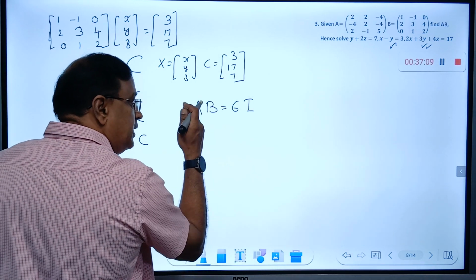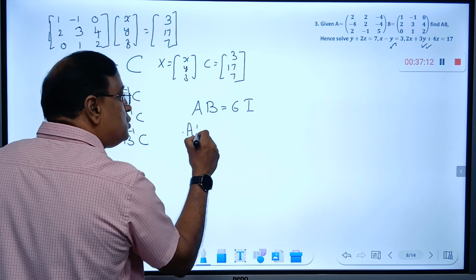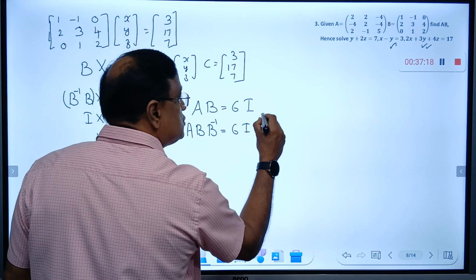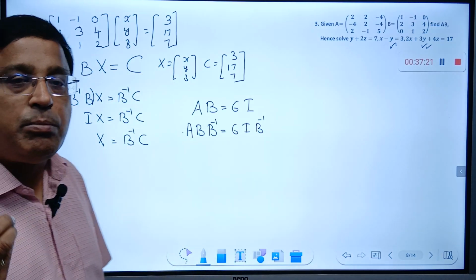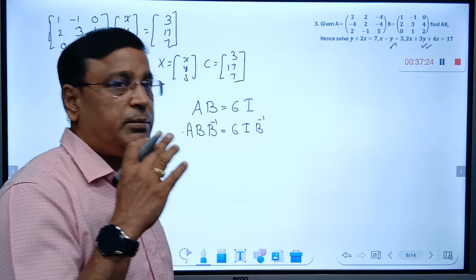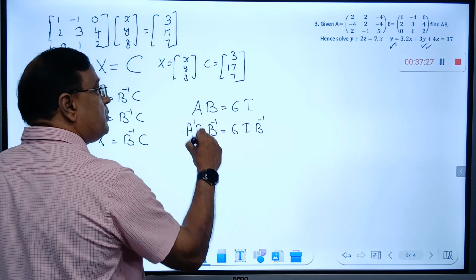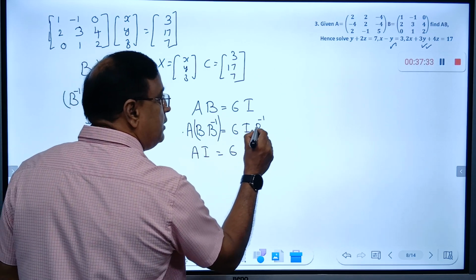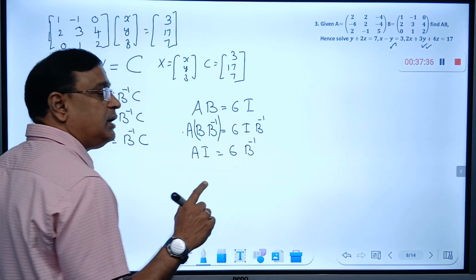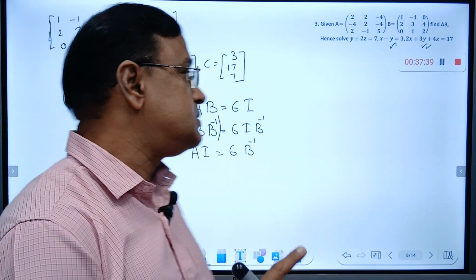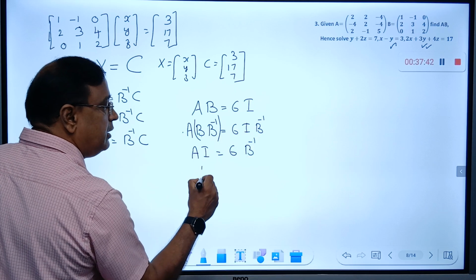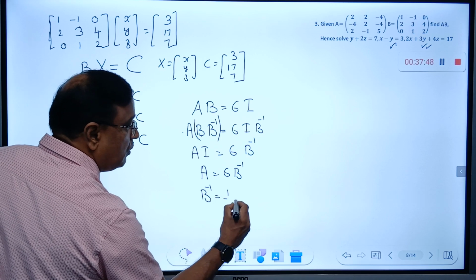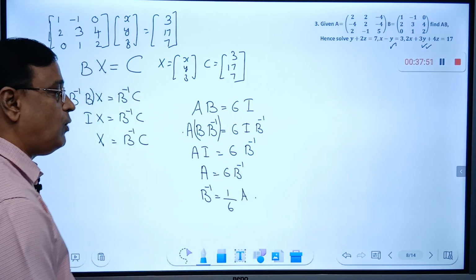Now first of all, where is B? B is on the right side of A. So I will post multiply B inverse. You can't do whatever you want in these chapters, because when the commutative property does not hold good in some topic, you have to be very, very careful. Now what is the associative property here? B inverse B is I. And I into B inverse is B inverse. Any matrix multiplied with identity will give back the same matrix. Now what is A into I? Using the same idea, it will be A. So from this you can find B inverse. What is B inverse? 1 by 6 A. Am I right? 1 by 6 A.